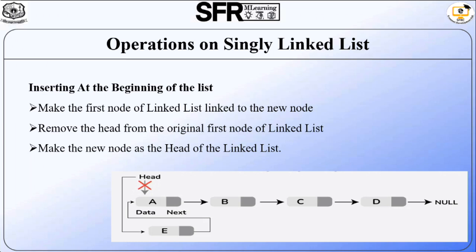The first element is also known as the head. The last node's address part contains null. Null simply says that it is the last node. Our query is that we want to add a new node at the beginning of the singly linked list. How can I do that? First, make the new node point to the original first node of the linked list, then remove the head from the original first node and make the new node the head of the linked list. We just change the head value, so we can easily add at the beginning. This is the first way.